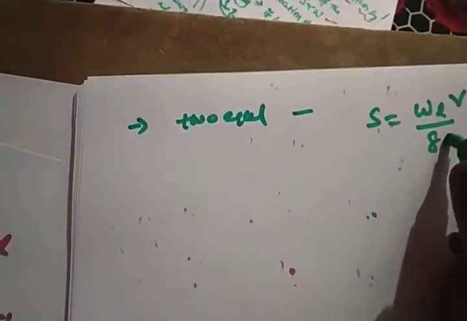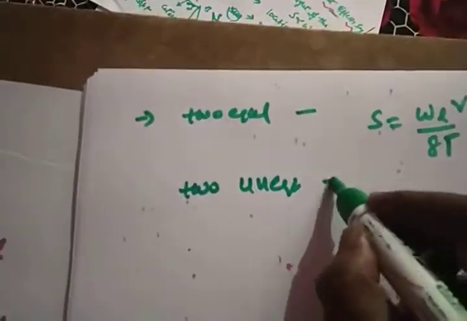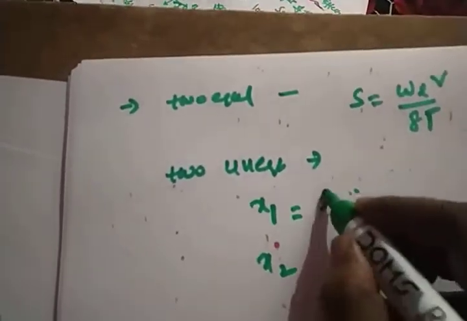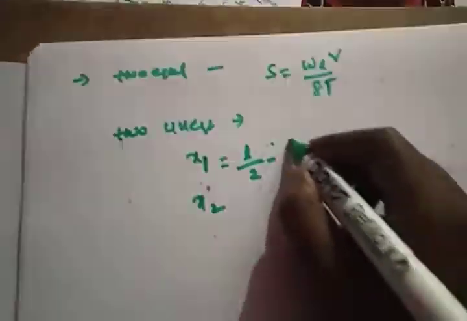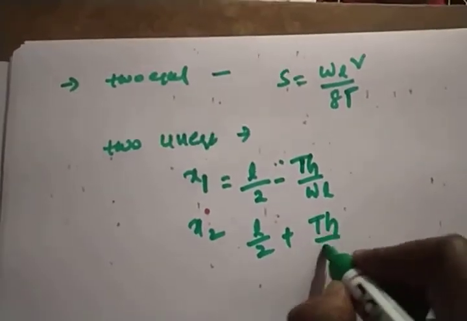So what are the two things that we concluded till now? There are two equations. What is the sag for equal towers? If two towers are equal, the sag value is S is equal to W L square by 8t. If two towers are unequal, what is the sag value? That means you have to know what is x1 and what is x2. So x1 is equal to L by 2 minus th by W L, and x2 is L by 2 plus th by W L.